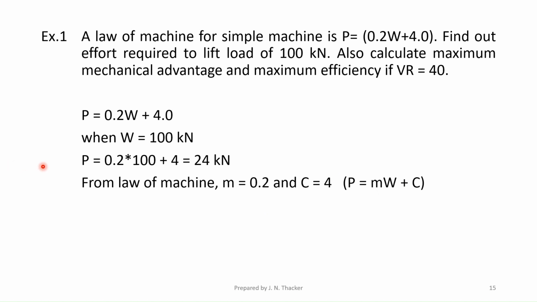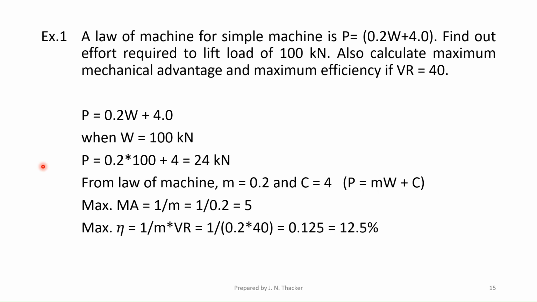Now we know that maximum mechanical advantage is 1 upon m, that is 1 upon 0.2, that is 5, and maximum eta, that is maximum efficiency, is 1 upon m into VR. VR is given as 40. So 1 divided by 0.2 into 40, you get it as 0.125, but we show this efficiency in percentage terms. So we will write it as 12.5 percent.